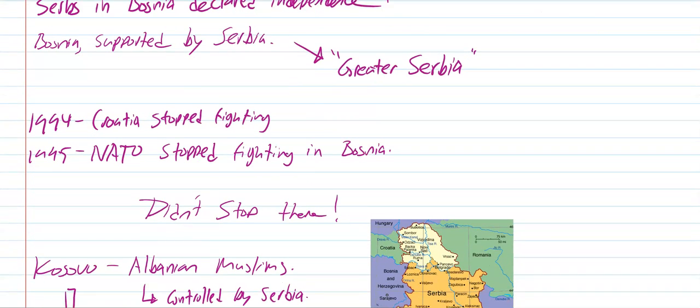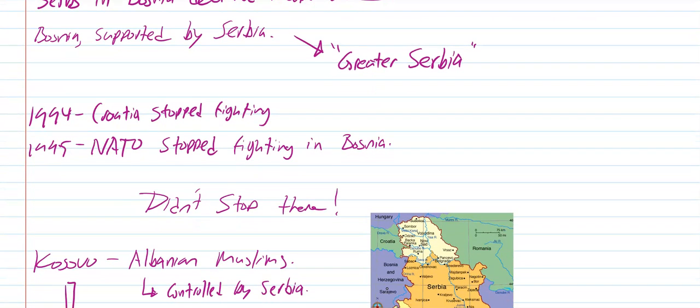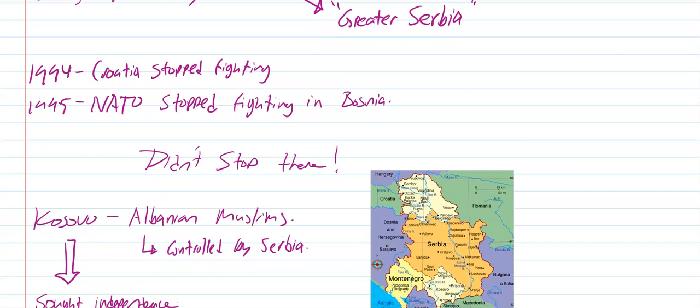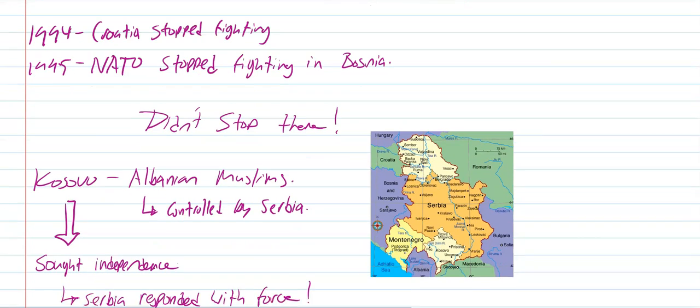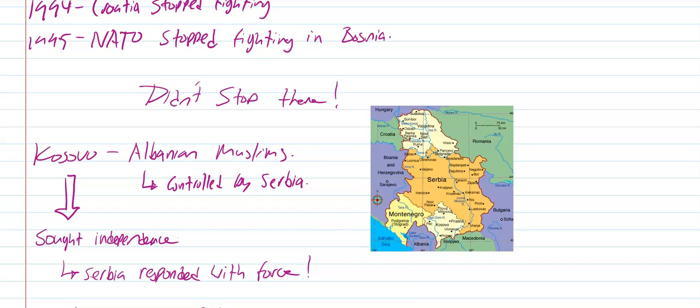And in 1994, due to NATO influence, Croatia stopped all of their aggression and all of their fighting. And in 1995, NATO actually intervened in Bosnia to stop the Serbs. But it didn't stop the whole conflict. It just stopped that fighting right there in Bosnia.